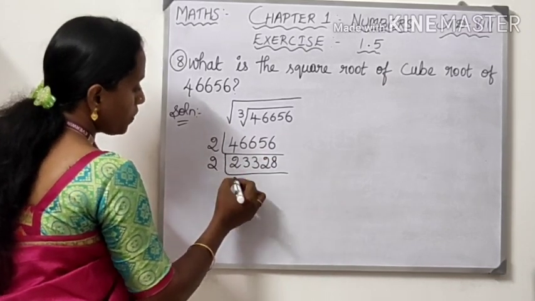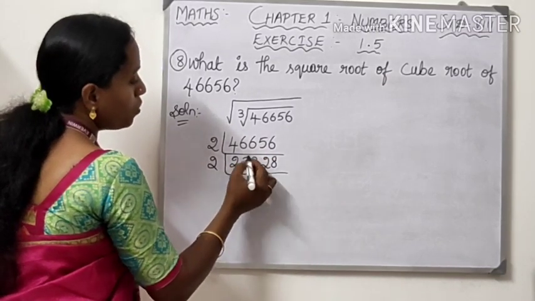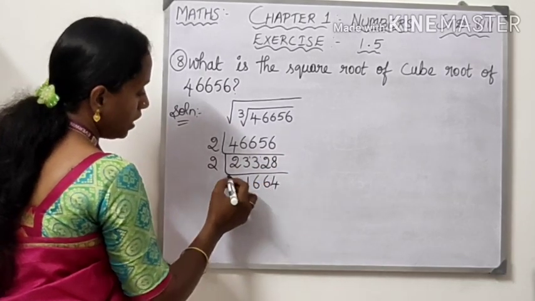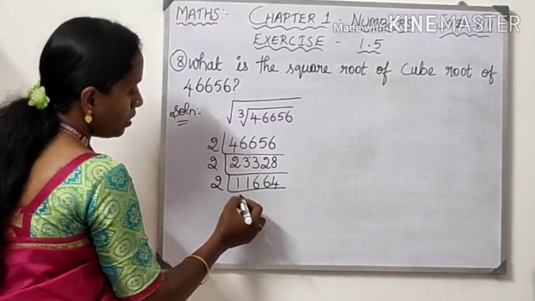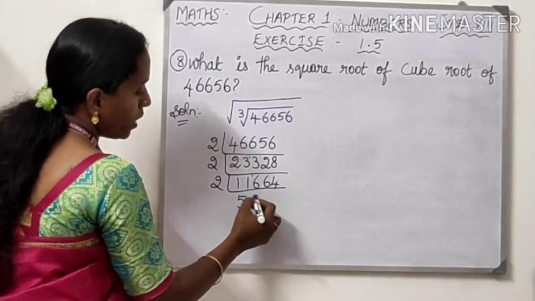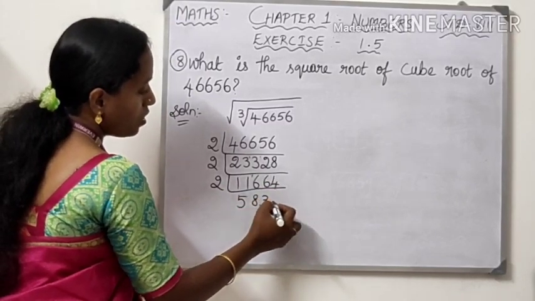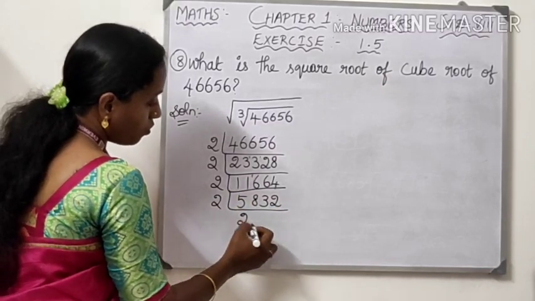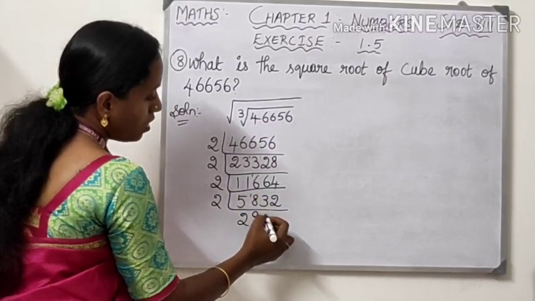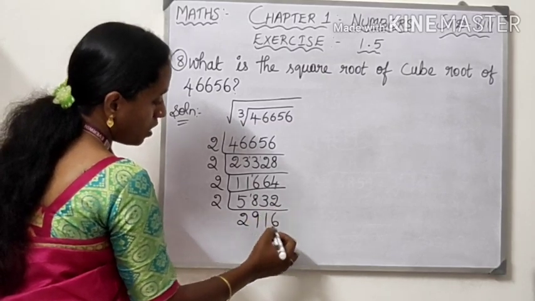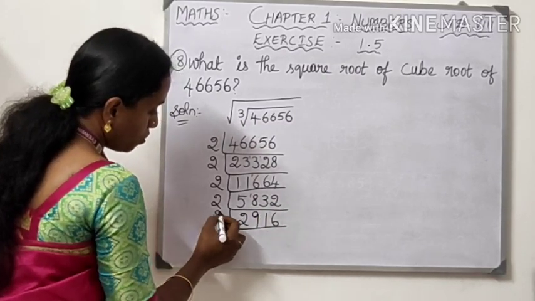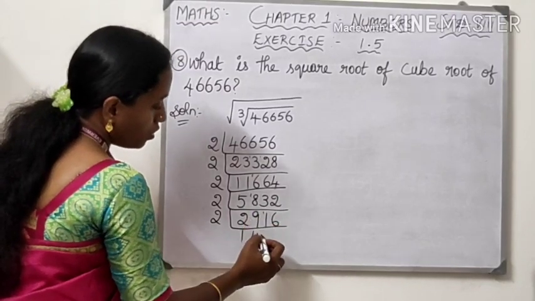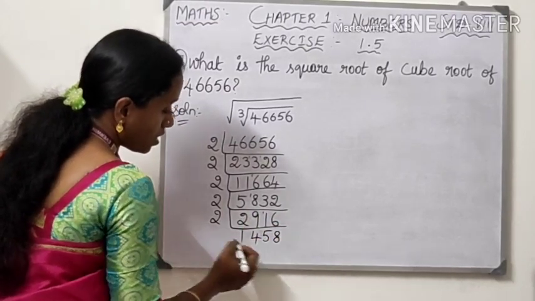Again 2 table, 2 1s are 2, 2 1s are 2, 2 6s are 12, again 2 6s are 12, 2 4s are 8. Again using 2 table, 2 5s are 10, 2 8s are 16, 2 3s are 6, 2 2s are 4. Again using 2 table, 2 2s are 4, 2 9s are 18, 2 1s are 2, 2 6s are 12. Again using 2 table, 2 1s are 2, 2 4s are 8, then 2 5s are 10, 2 8s are 16.